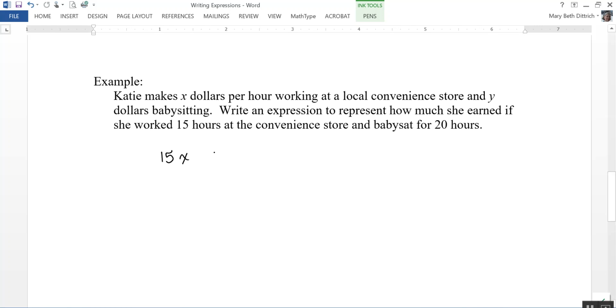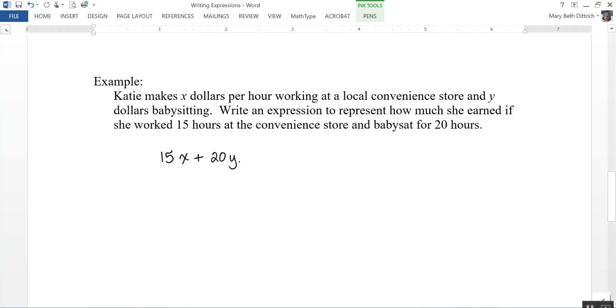Then she babysat for 20 hours, and for every hour that she babysits, she makes y dollars. So for every hour, she makes y dollars. So 20y represents how much money she made babysitting for 20 hours. So altogether, she made 15x + 20y dollars working.